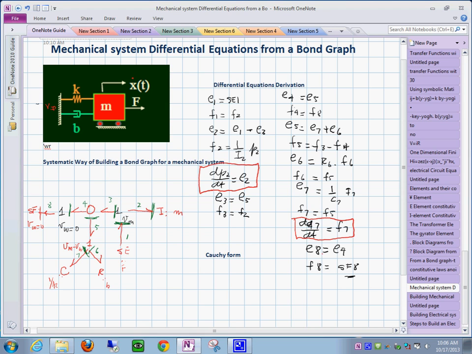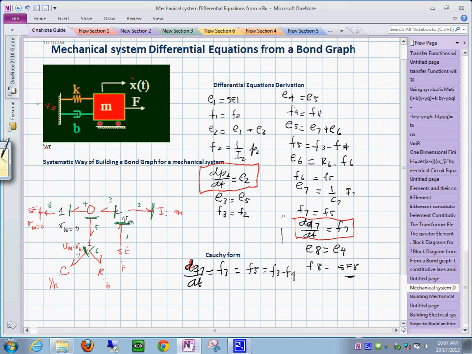But if you want more simplified expressions, those are called the Cauchy form. So what I would do is, in here I will start with this one. Maybe we'll change colors here so that we are consistent. This is dq7/dt is equal to f sub 7. But you see, this is f5. I substitute backwards: f5 is f sub 3 minus f sub 4.